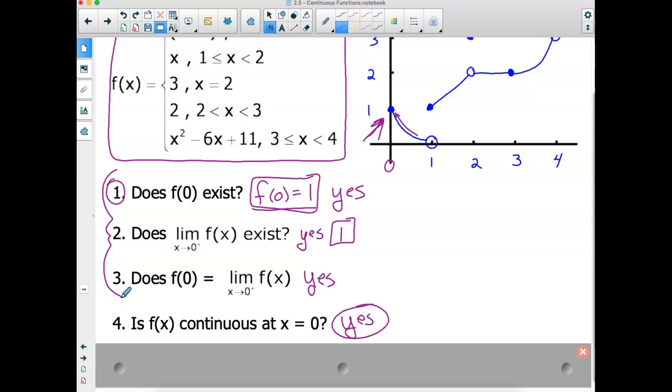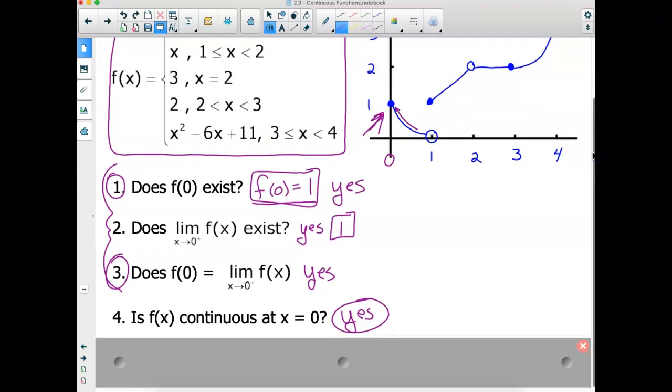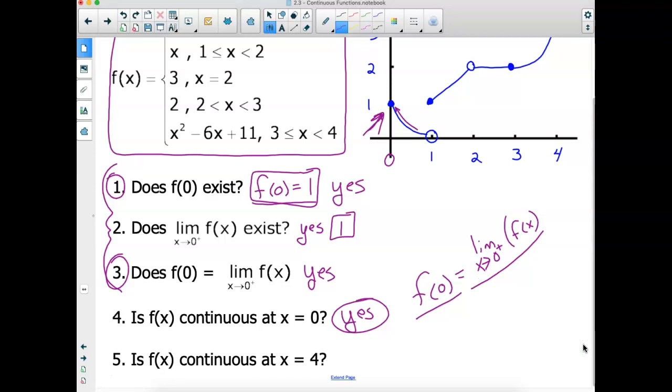A lot of people are going to say, well, can't I just jump down to number 3 and state it? Well, technically you can, but you're wasting your time, okay? And I'll have an example of that. So is it continuous? Yes. What I need to write is f of 0 equals the limit as x approaches 0 from, in this case, because it's an endpoint limit, from the right of f of x. So because the functional value equals the limit, it is continuous, okay?